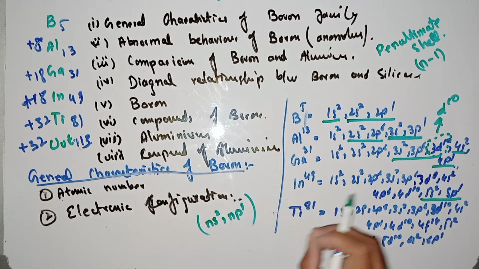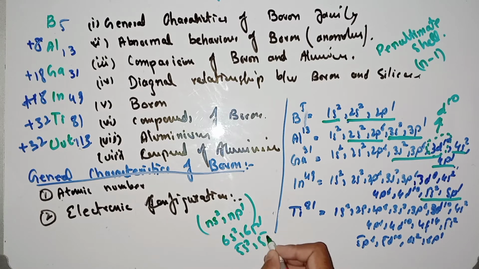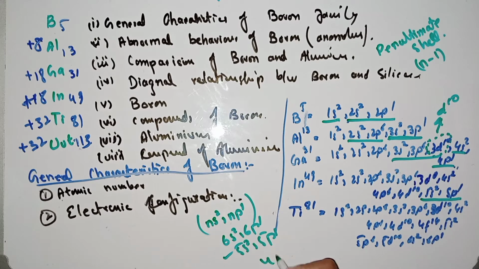So in each element, at last it will become either 6s2 6p1 or 5s2 5p1, like in thallium, which becomes 6s2 6p1 at last, while indium became 5s2 5p1, while gallium became 4s2 4p1, the valence shell. So in general it is ns2 np1, where n is the valence shell of the atom.